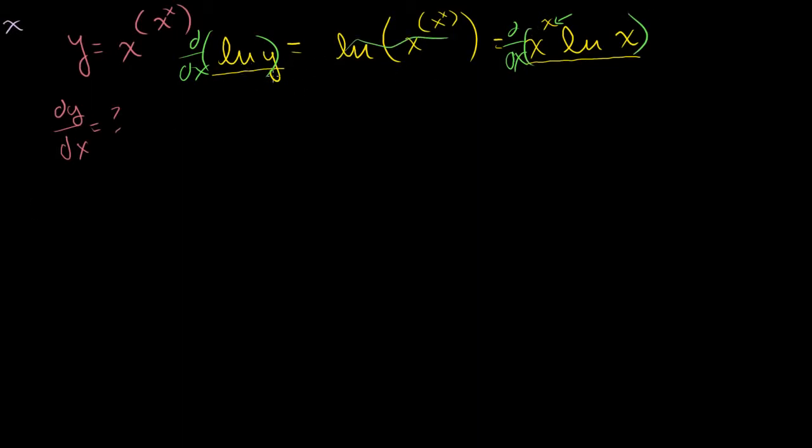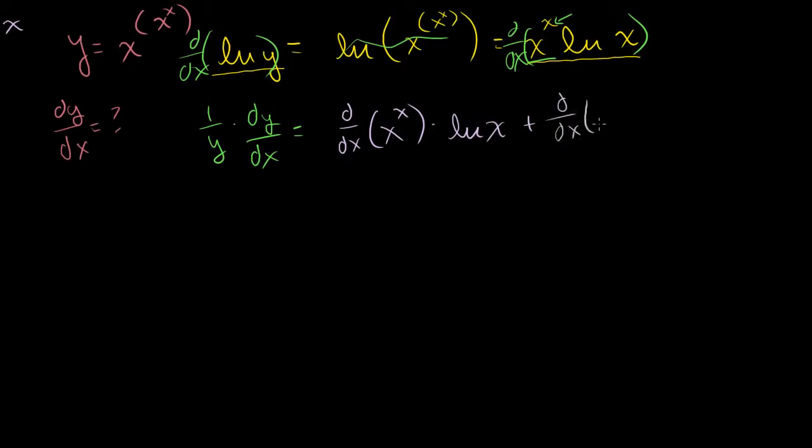Derivative of this with respect to x is the derivative of the natural log of y with respect to y. So that's 1 over y times the derivative of y with respect to x. That's just the chain rule. We learned that in implicit differentiation. And so this is equal to the derivative of the first term times the second term. And I'm going to write it out here just because I don't want to skip steps and confuse people. So this is equal to the derivative with respect to x of x to the x times the natural log of x, plus the derivative with respect to x of the natural log of x times x to the x.